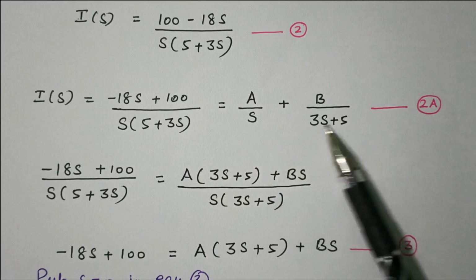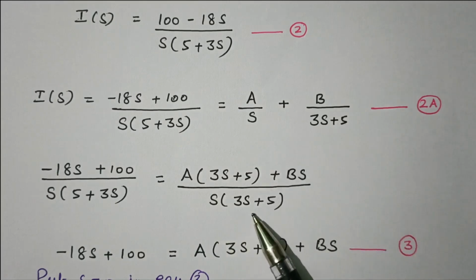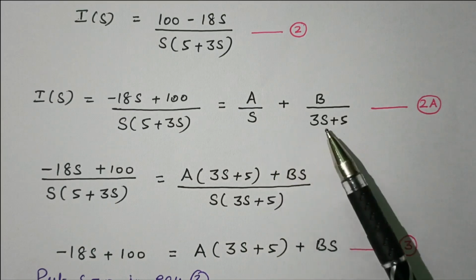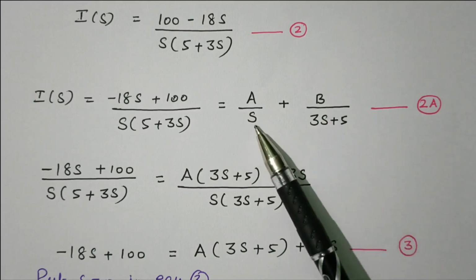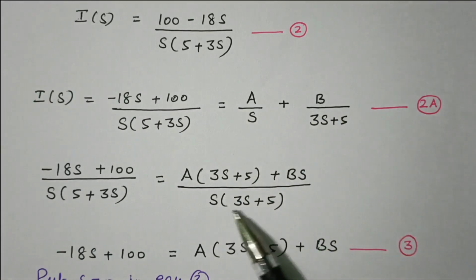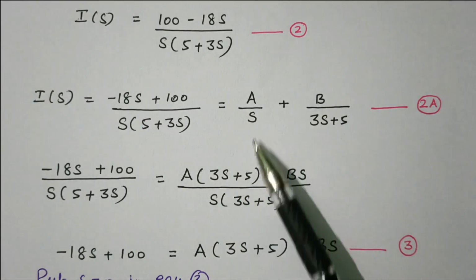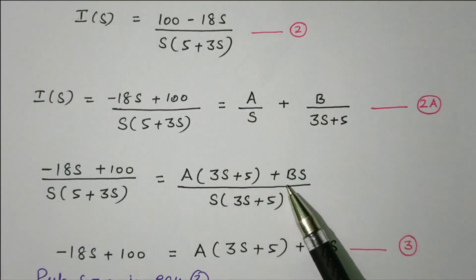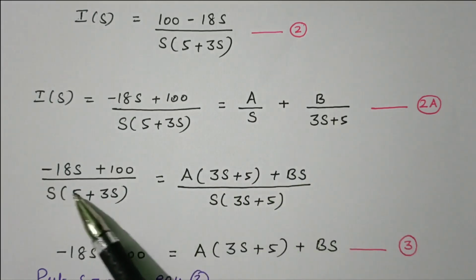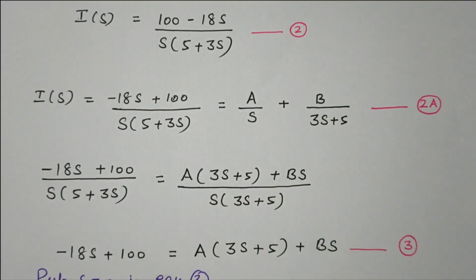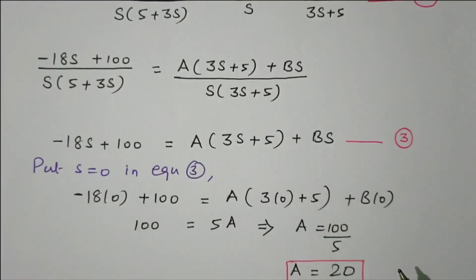Here we will take the LCM, s into 3s plus 5. Here only s is available, so A is multiplied with 3s plus 5. Here only 3s plus 5 is available, so it is multiplied by s. Now these common terms get cancelled on both sides. So what we have: minus 18s plus 100 equal to A of 3s plus 5 plus Bs. Now we got equation number 3.